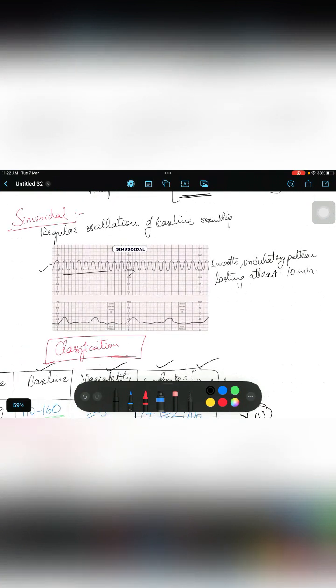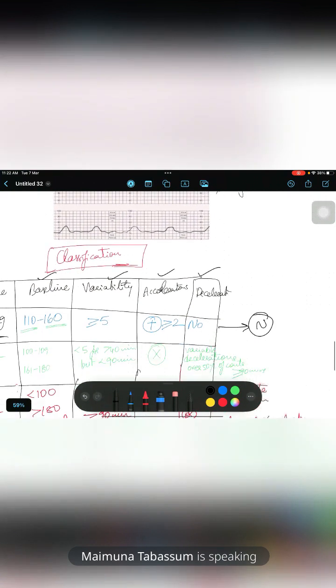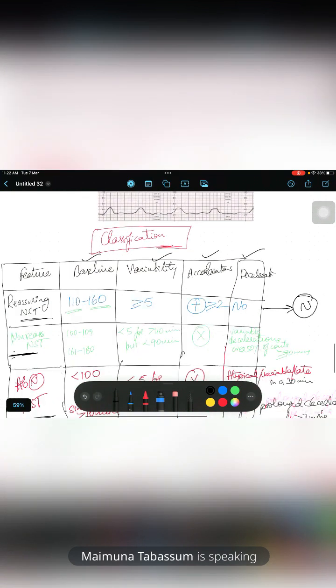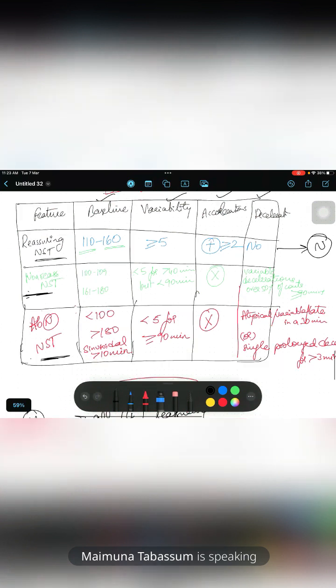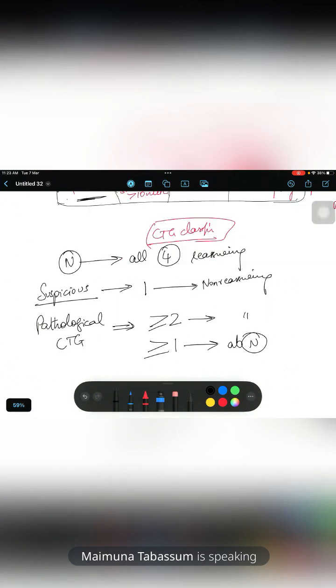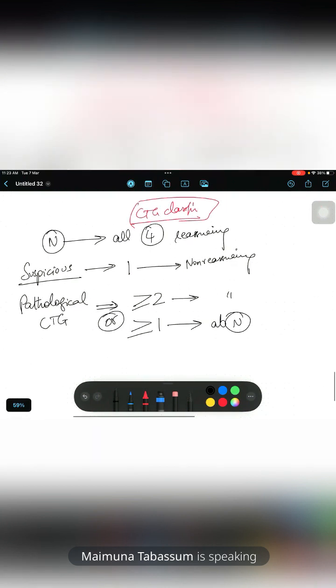Coming to the sinusoidal, a regular oscillating pattern, you will be having a smooth undulating pattern. Next, coming to the classification of the NST based on reassuring, non-reassuring and abnormal NST, you will be calling it as normal, suspicious and the pathological CTG. If all four are reassuring, then you will be calling it normal. If at least one is non-reassuring, you will be calling it suspicious. If greater than or equal to 2 are non-reassuring or greater than or equal to 1 is abnormal, then you will be calling it a pathological CTG.